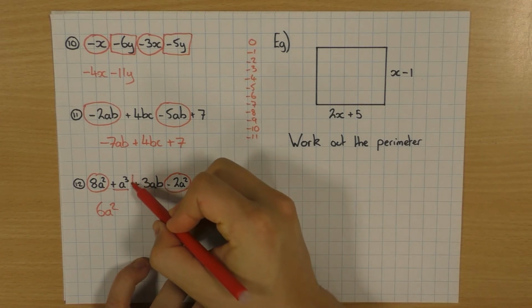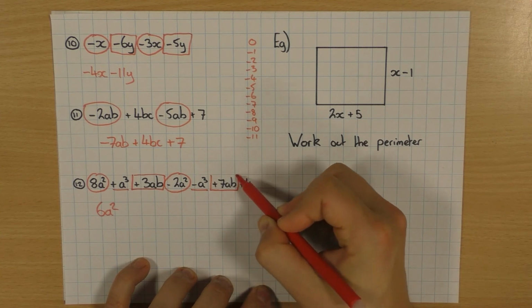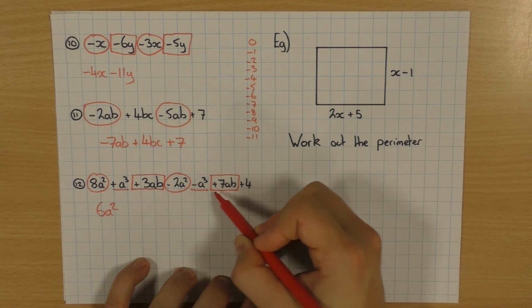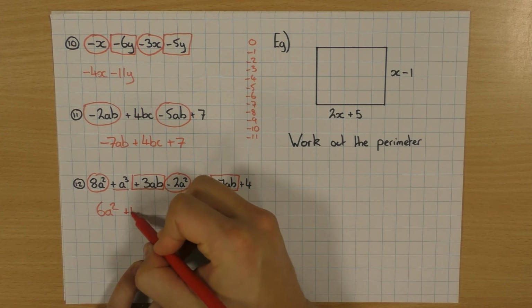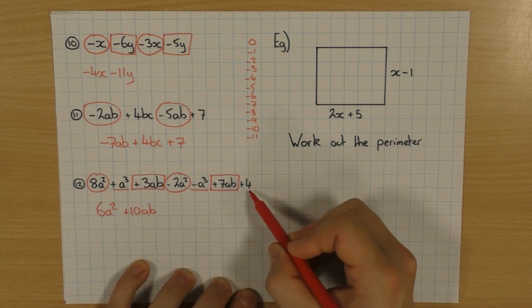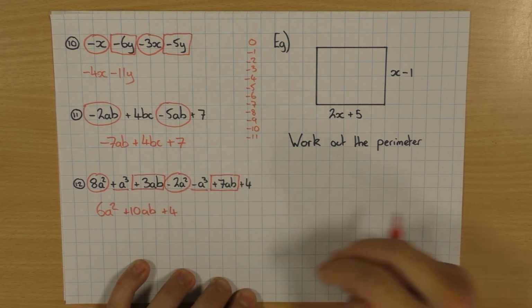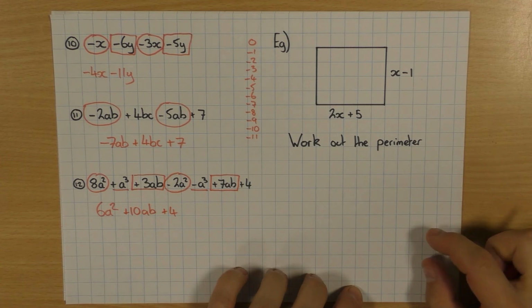Got some ab's. Let's have a look. I've got one there, and I've got another one there. So 3ab plus 7ab is 10ab, and just a 4 in the end. So I can't do nothing with the 4. There's no other numbers, so I just leave that as plus 4. And that's collecting like terms.